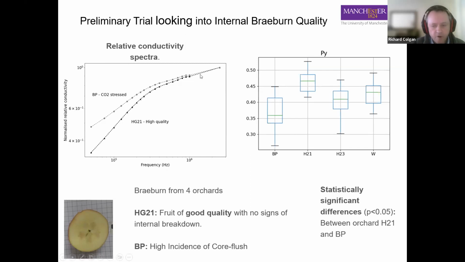So if you look at the graph on the right-hand side, you can see that the BP and the H21 orchards were quite different in terms of their electrical conductance. And that was indicative of the amount of damage that we saw internally.